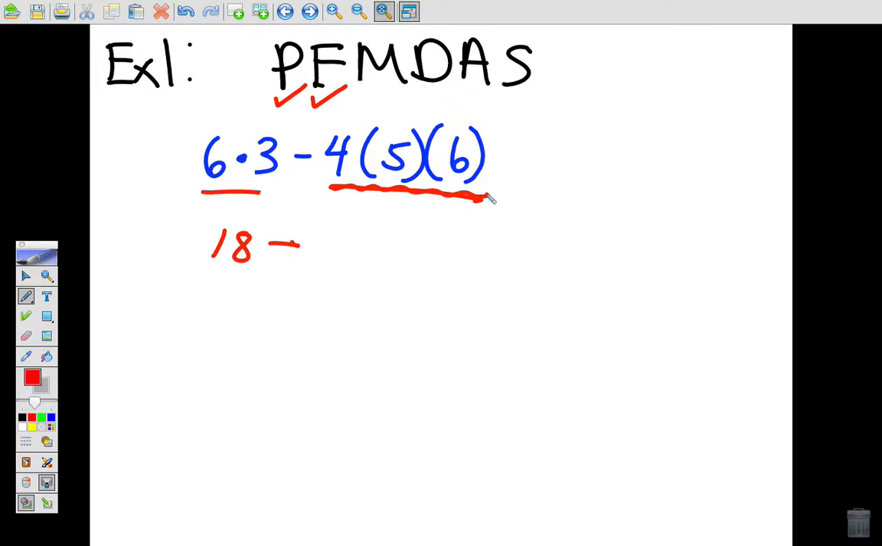Let's see, I'm just going to go in order. 4 times 5 is 20, and 20 times 6 is 120, so minus 120, right? Let me check that. So 20 times 6, yep. All right, now take 18 minus 120. 18 degrees above 0 drops 120 degrees.